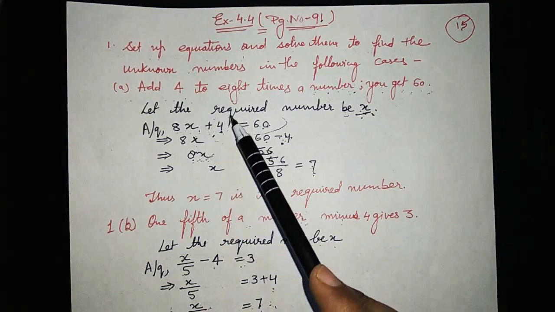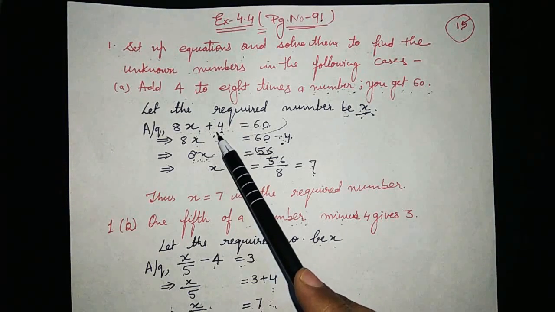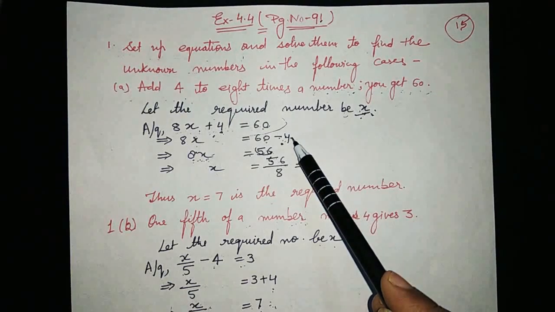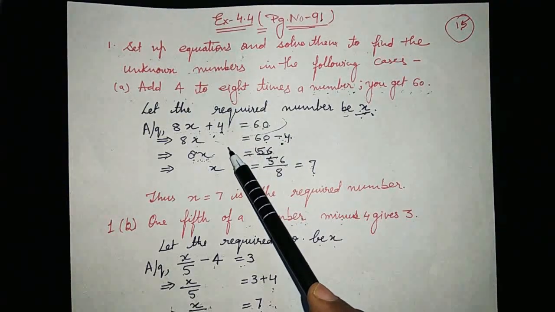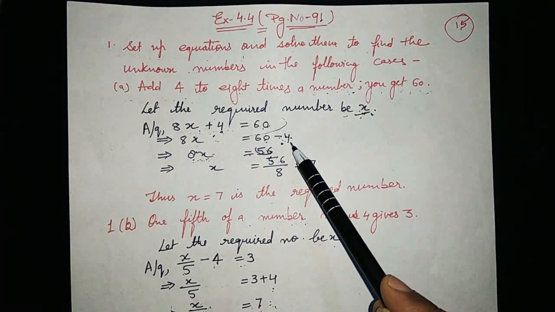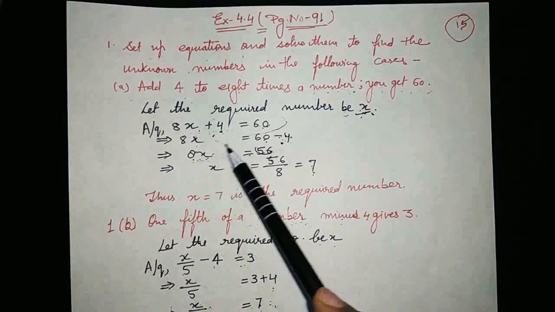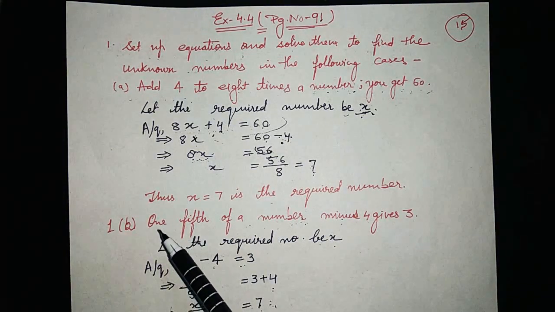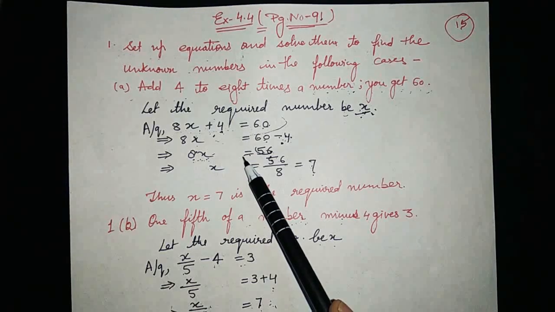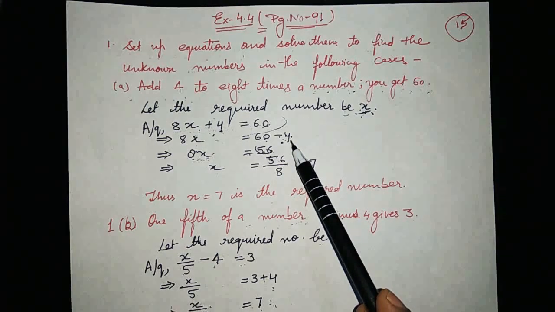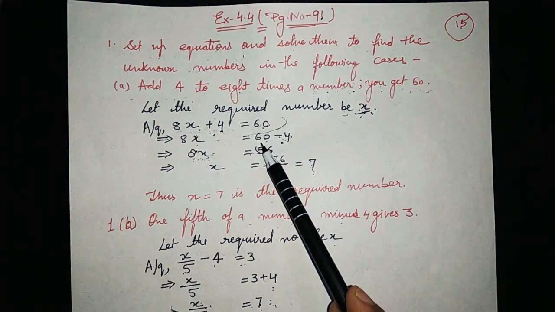Now here we can see 4 is with plus sign. We will transpose this plus 4 from left hand side to right hand side. After transposing, plus 4 will be minus 4 on the right hand side. Now in this step we can see 8x is equals to 60 minus 4 is coming. Now we will solve it. 8x is equals to, here 56 will come because here you have subtracted 4 from 60.